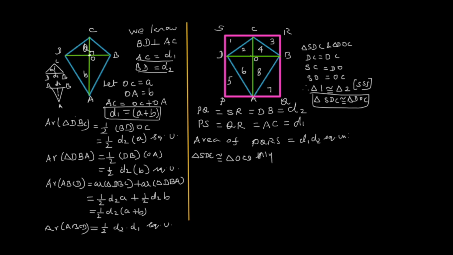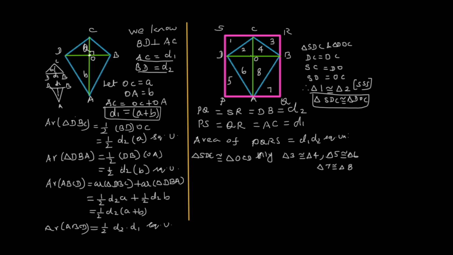Similarly, triangle 3 concurrent to triangle 4 and triangle 5 concurrent to triangle 6. Then triangle 7 concurrent to triangle 8. You don't write numbers, you write the letters of the triangle. Don't write numbers of the triangles.